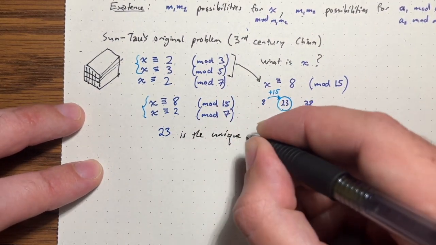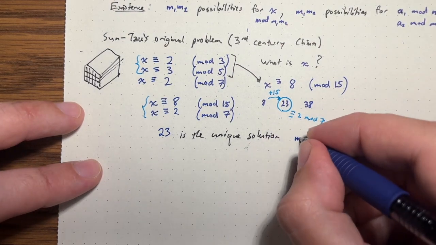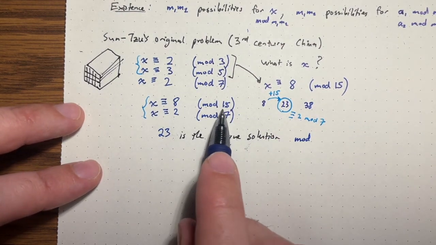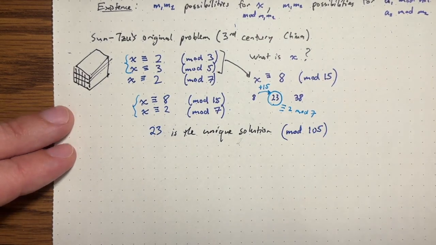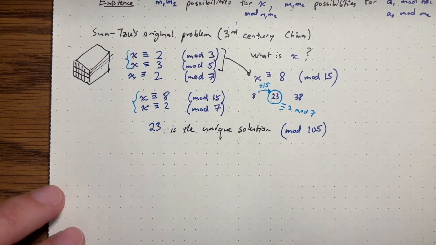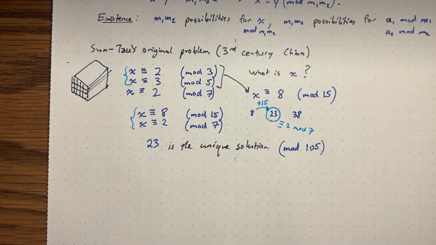It's a unique solution modulo 15 times 7, modulo 105. So if we have more than 2 equations, we get a unique solution modulo the product of all these, as long as these numbers are coprime with each other.